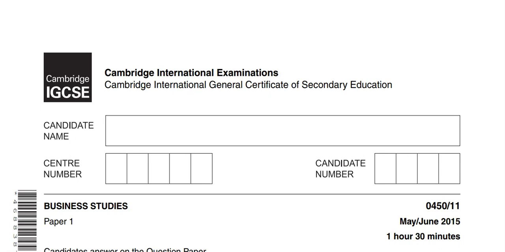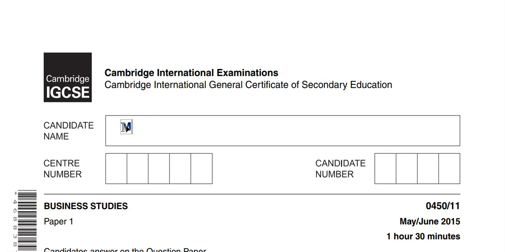Good day, everyone. Today I'm going to solve paper 1, variant 1, May, June 2015. Many students asked me about break-even chart and how to answer questions with break-even chart. So number 1 in this paper has a break-even chart question, so we'll do it together.